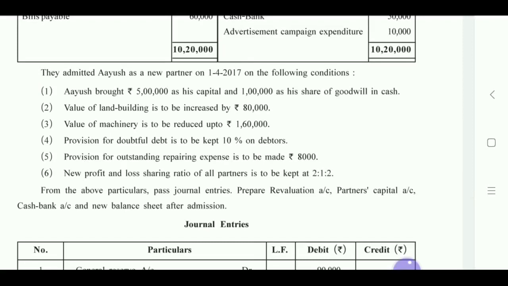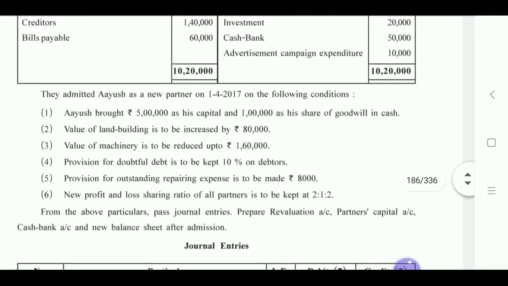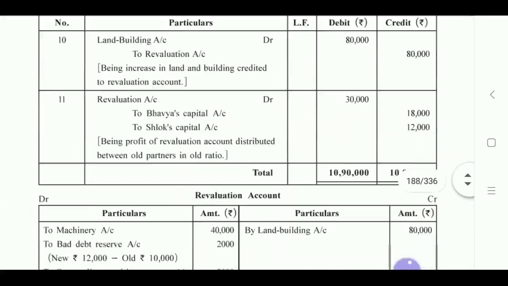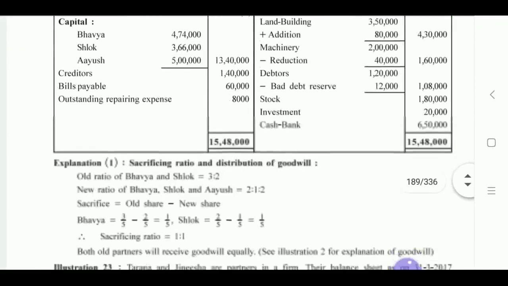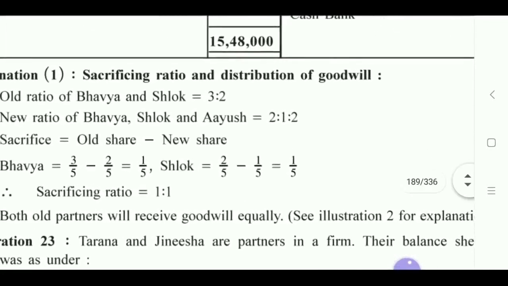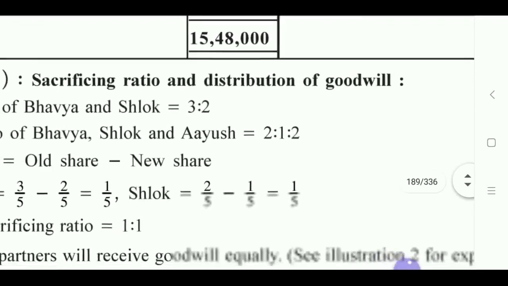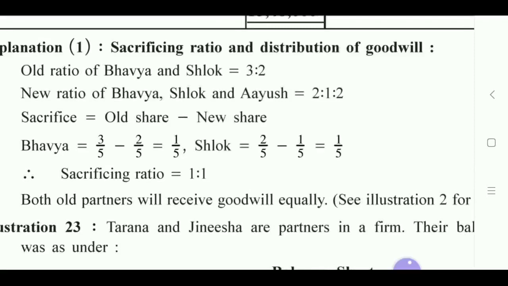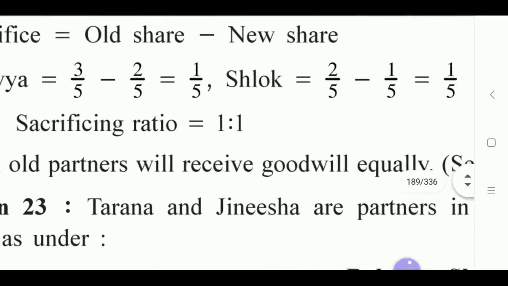Sacrificing ratio can be obtained when you deduct the new share from the old share, and both of them are given. So let us check in the working notes if they have given. Yes, they have given. Old ratio 3:2, new ratio 2:1:2, and they've obtained the sacrifice of both the partners. See, they have written here old share minus new share. First is of Bhavya, second is of Shlok. The necessary calculation has been conducted and the sacrificing ratio obtained is 1:1.